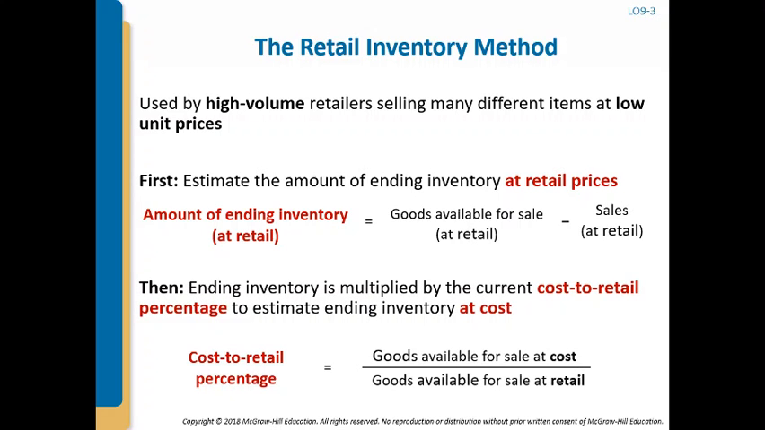And then you're going to take ending inventory and multiply it by the current cost to retail percentage to estimate the ending inventory at cost. And so the formula for the cost to retail percentage is the amount of goods available for sale at cost as your numerator, and the denominator is the goods available for sale at retail.